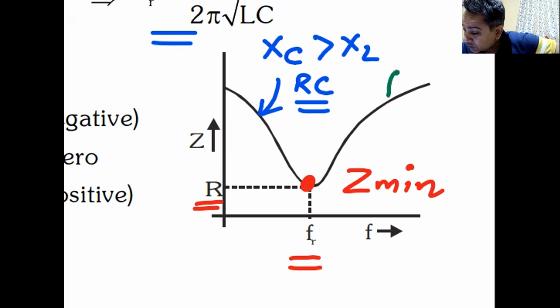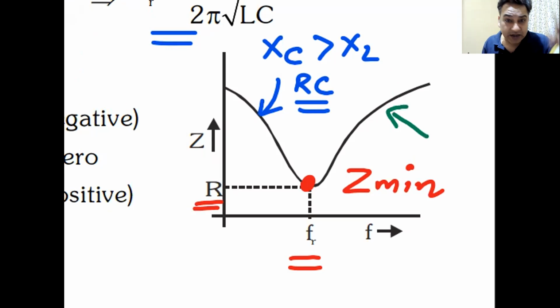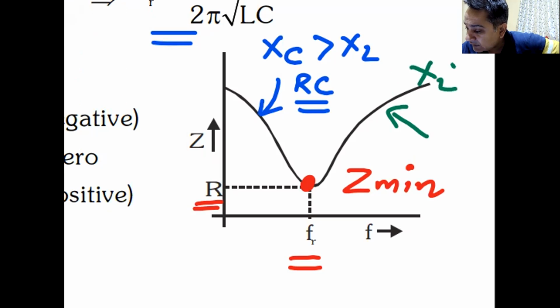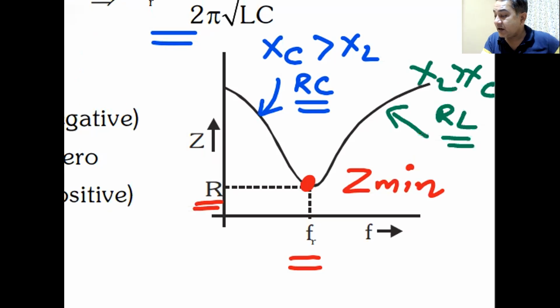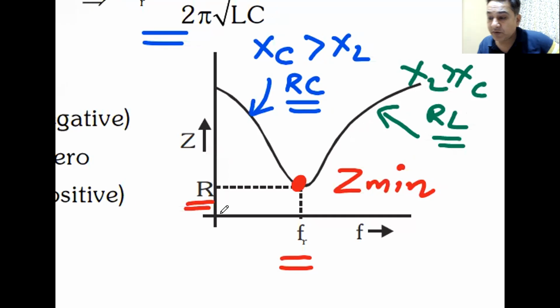Look at the green portion of this graph. At high frequencies, XL is greater than XC, and this behaves as an LR circuit. I hope all of you understand this.